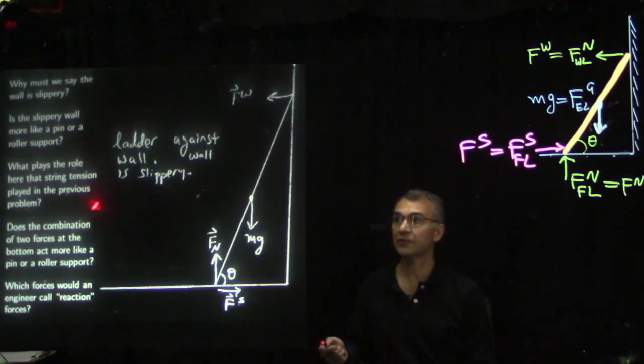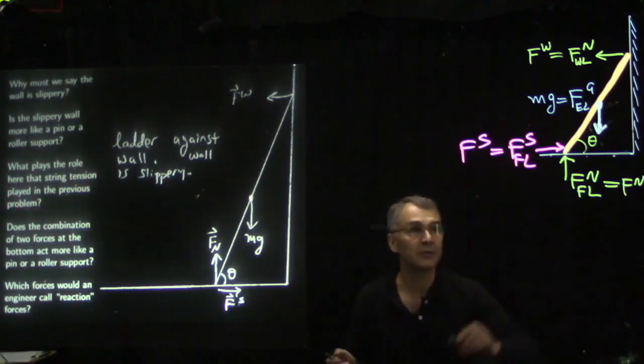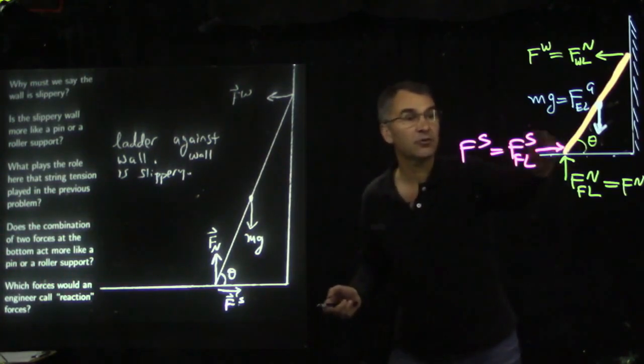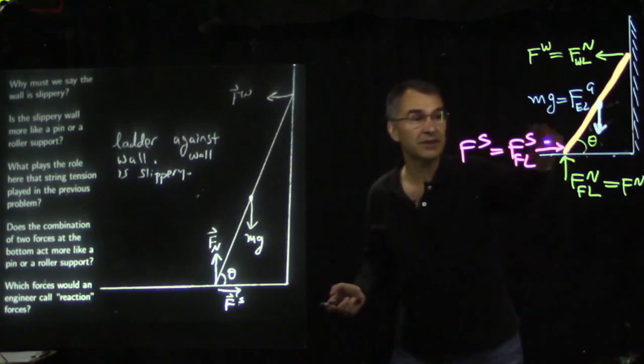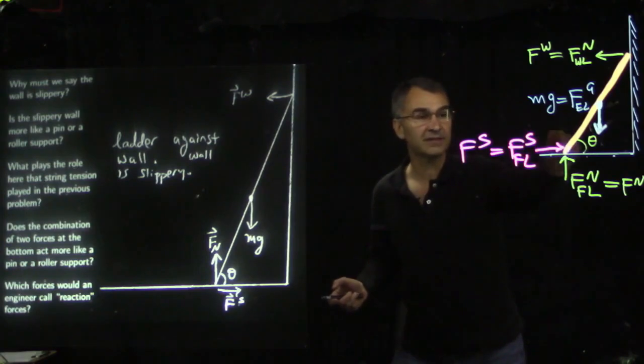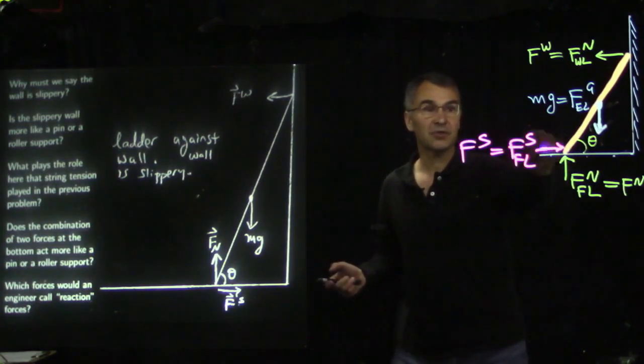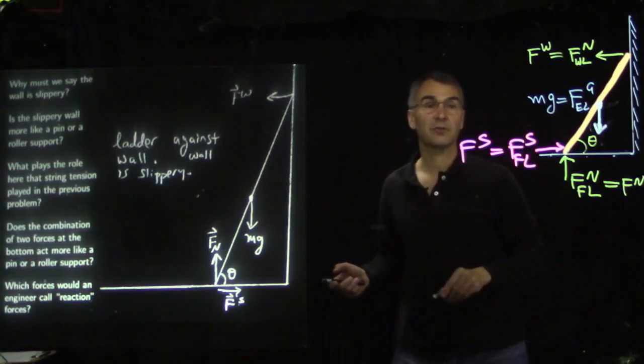What plays the role here that string tension played in the arch problem? Well, I would say static friction plays the horizontal buttressing role that the string tension played in our arch problem. Does the combination of two forces at the bottom act more like a pin or a roller support? This combination of a vertical force and a horizontal force, both of which have magnitudes that we need to determine by solving the problem, is exactly like a so-called pin support or a hinge. It's like the hinge that we had at the top of the arch in the previous problem. That probably seems a little mysterious at this stage, but it will become more clear as we work more examples, and especially as we see more examples that look architectural.